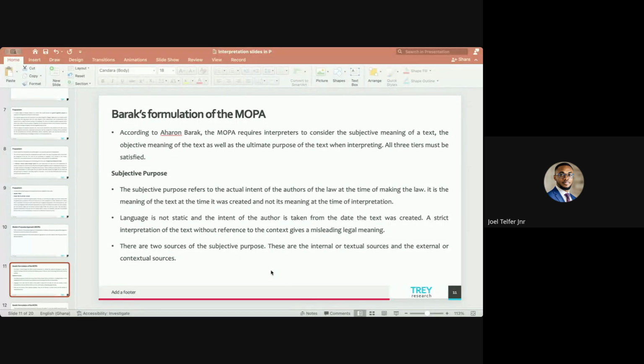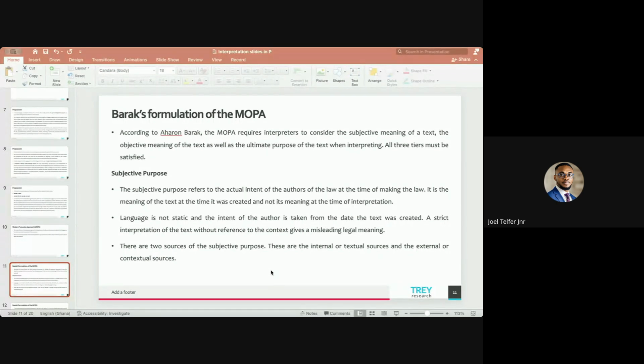In terms of the subjective purpose, you may look to the internal or textual sources and the external or contextual sources. We've already explained what the internal sources would be. Internal sources would be to look at the words of the text itself, the enactment. The words of the enactment itself are the internal and textual sources, and external sources we have explained to include all the legislative antecedents, memoranda, and all of that.